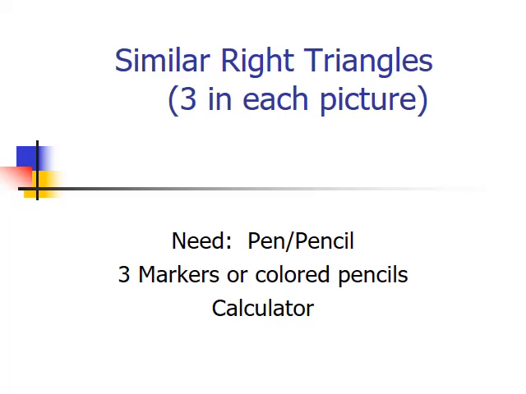So what you're going to need today is a pen or pencil, and then I recommend three markers or three colored pencils or highlighters, just three different colors so that you can pick out the three different triangles we're talking about, and if you so like, a calculator.